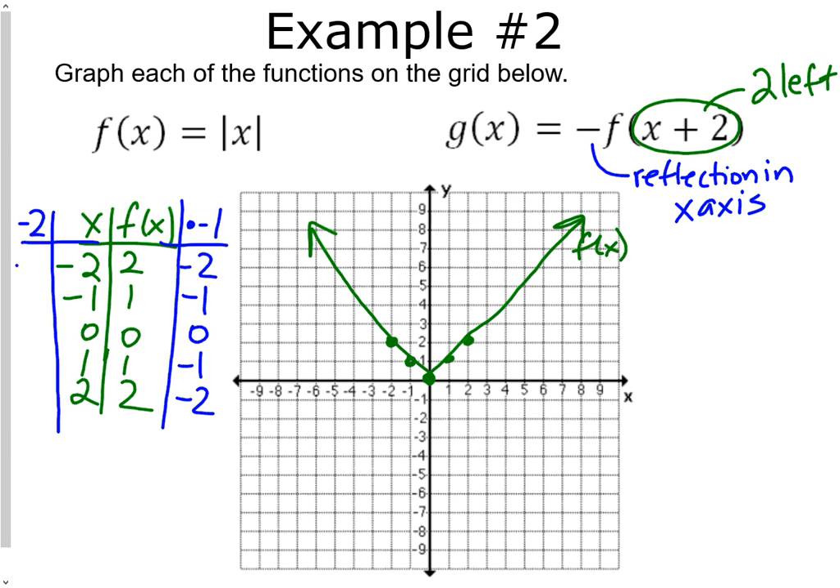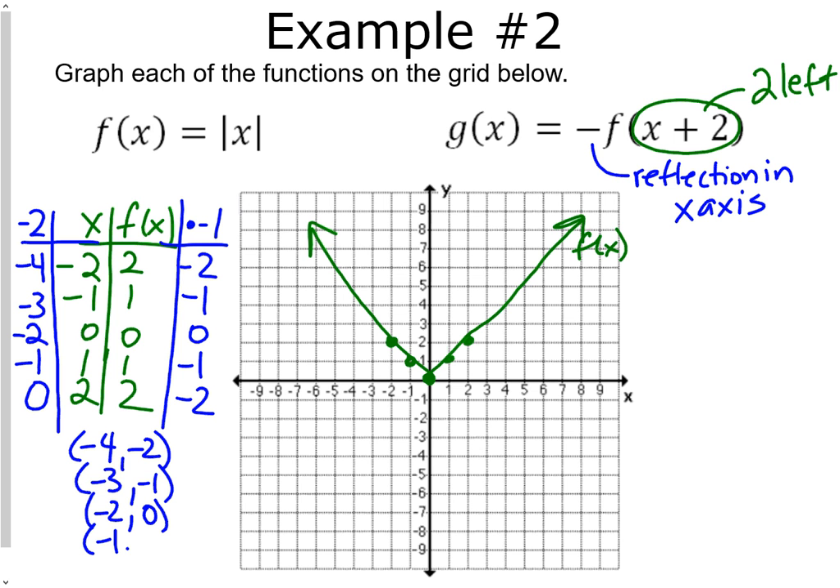So negative 2 minus 2 is negative 4. Negative 1 minus 2 is negative 3. 0 minus 2 is negative 2. 1 minus 2 is negative 1. And 2 minus 2 is 0. So now, coming up with my new points, you take your outermost columns. So negative 4, negative 2, negative 3, negative 1, negative 2, and 0, negative 1, and negative 1, and then 0, and negative 2. Okay, so what we're looking to see is, did we reflect this in the x-axis and then move it to the left? So let's plot our points and see what we get.